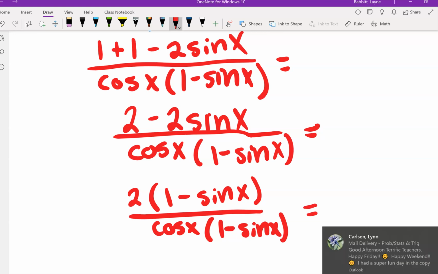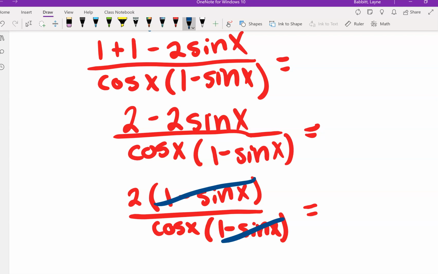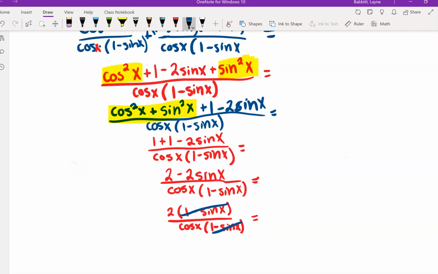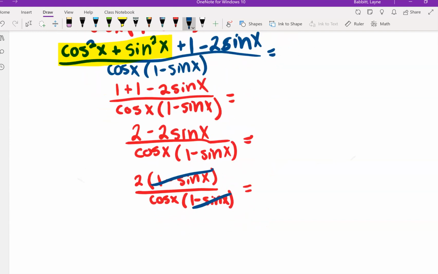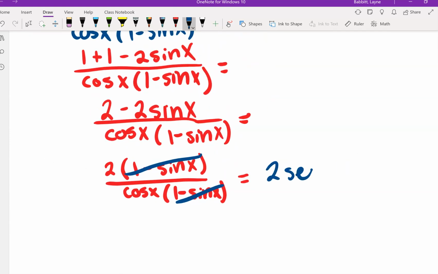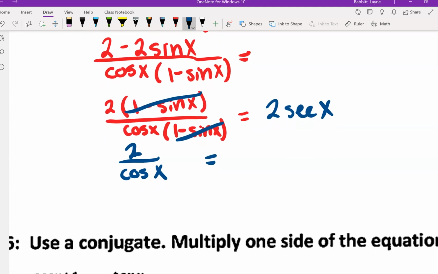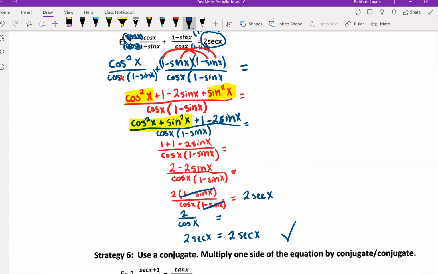Now we've got something huge that we can do. We can simplify this entire thing, which is awesome. And it's always good to remember what we're trying to get this to equal. We're trying to get it to equal 2 secant x. Well, we're really close. What we have right now is 2 over cosine x. And remember, cosine is the reciprocal of secant. So I can just rewrite this as 2 secant x equals 2 secant x, which means we're done. Once we get the left to equal the right, we are done.